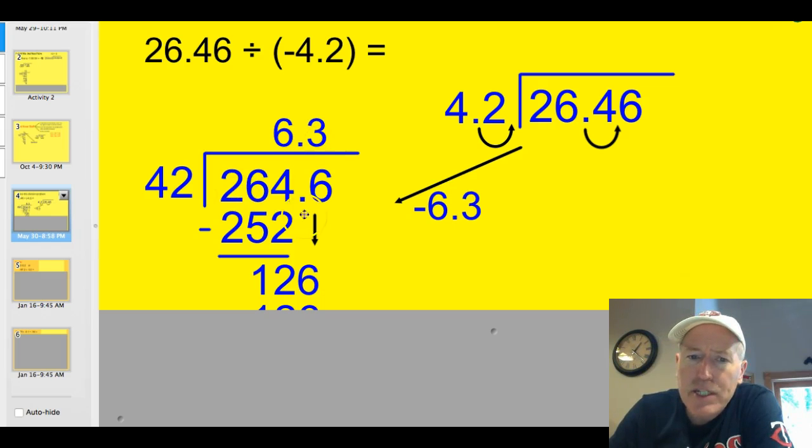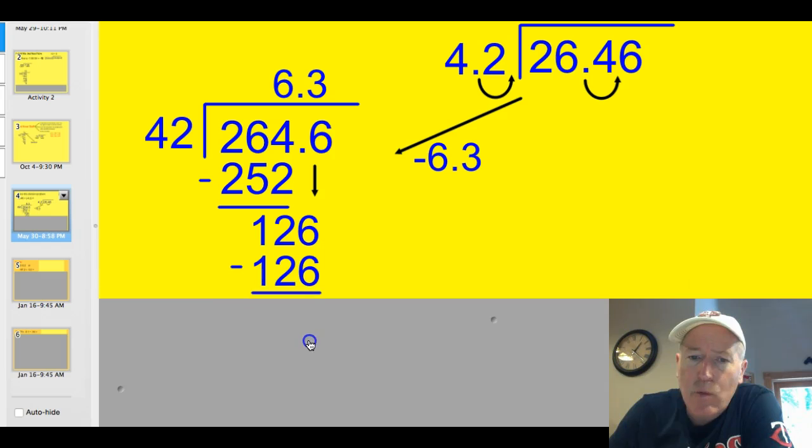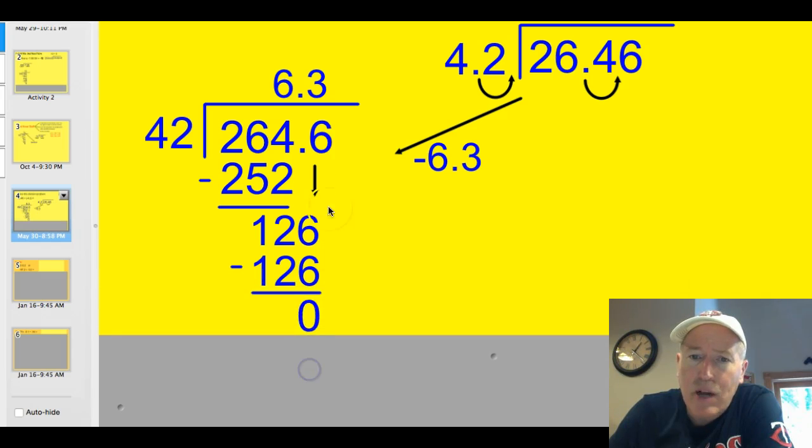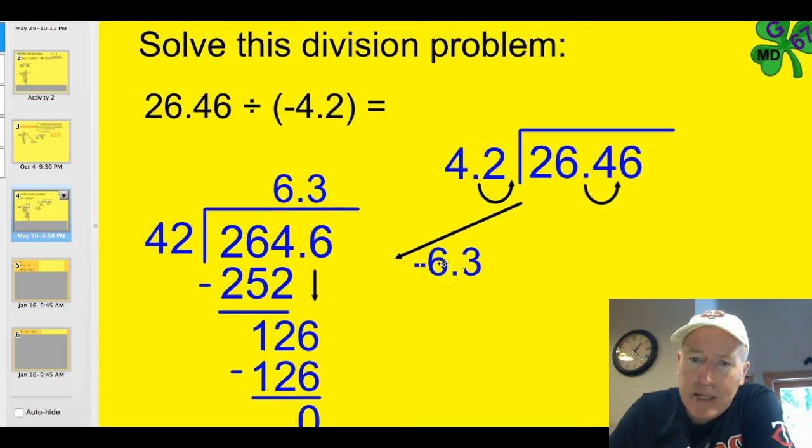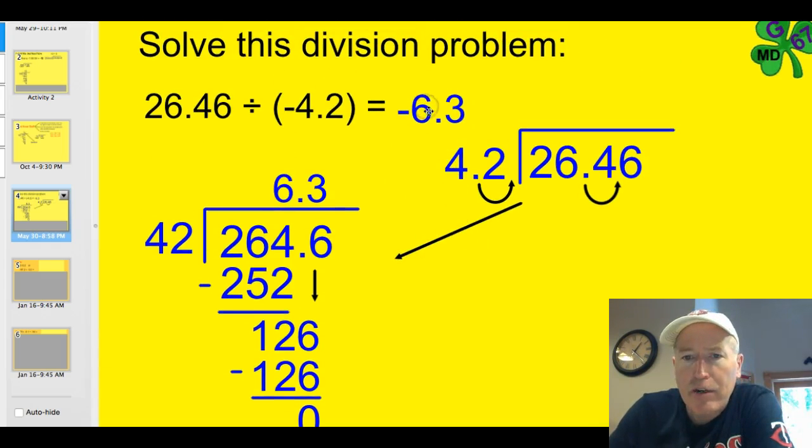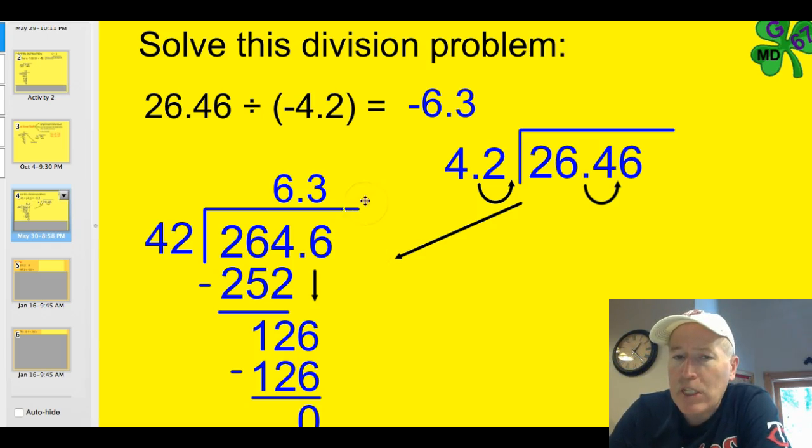So I'm going to take 3 times 42, and that's going to give me exactly 126. So I subtract out. Here's my answer up here. My quotient is 6.3. Got to come back up to the problem and double check here. I had a positive, and I'm dividing it by a negative, so my answer is going to be a negative 6.3. Remember how I said that at the beginning? Deal with the decimal and the divisor, divide it, and then come back and take a look and determine whether the answer is positive or negative.